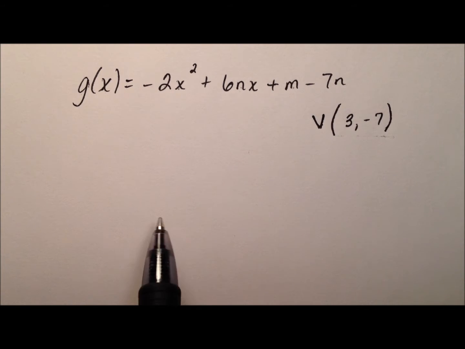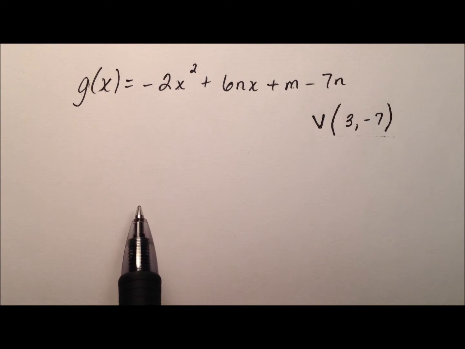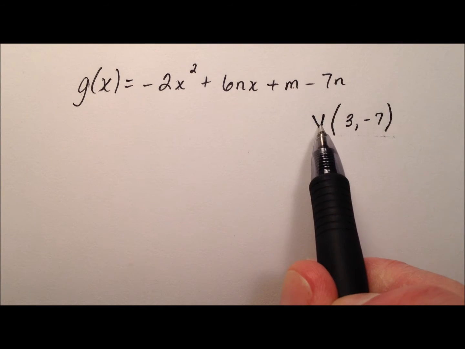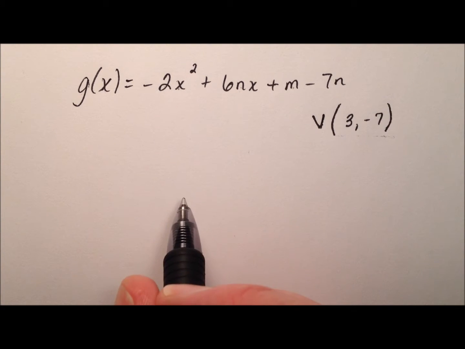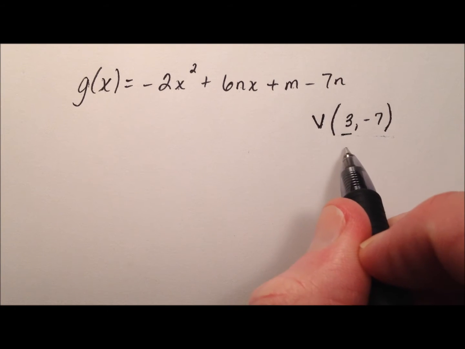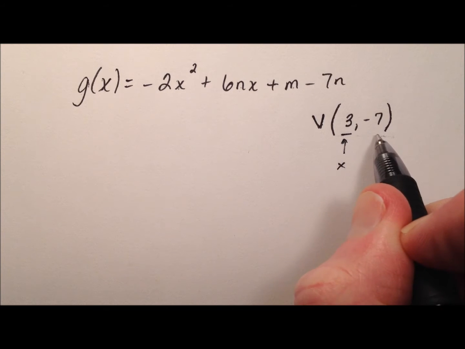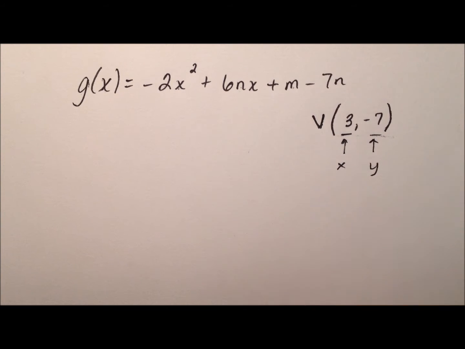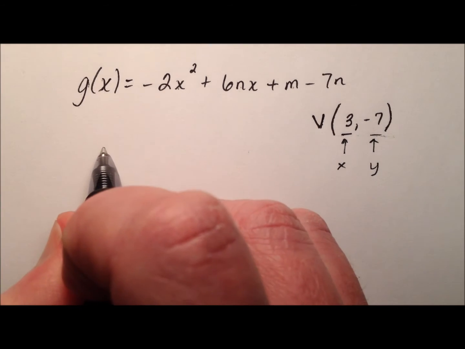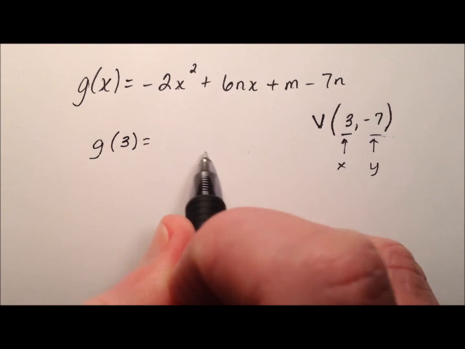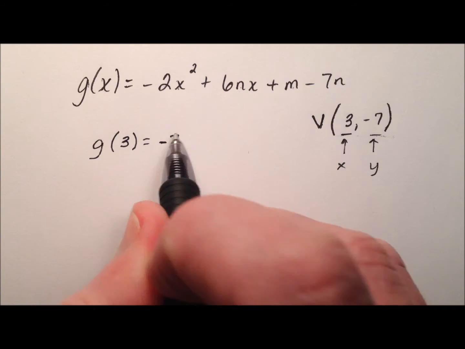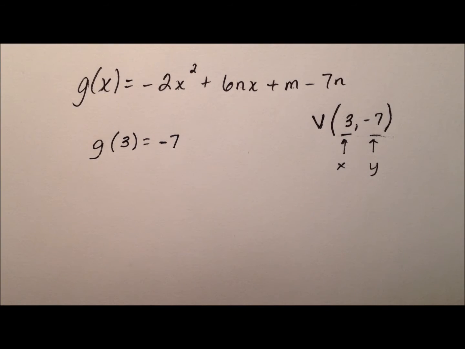All right, so to facilitate a solution here, we need to know and understand a few concepts that are going on here. So we know that the vertex is this ordered pair (3, -7). Okay, well that's really good. That means that this 3 is the x value and this -7 is the y value. Okay, well that indicates that whenever I plug in 3 into my function, I'm going to get a -7 out. Okay, well that seems pretty good.